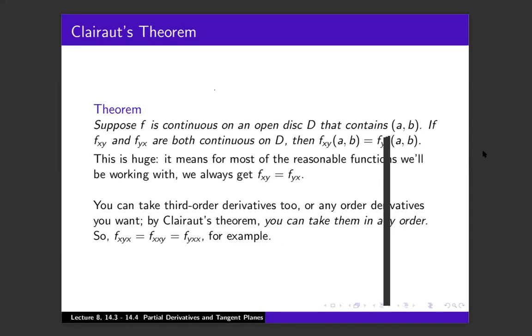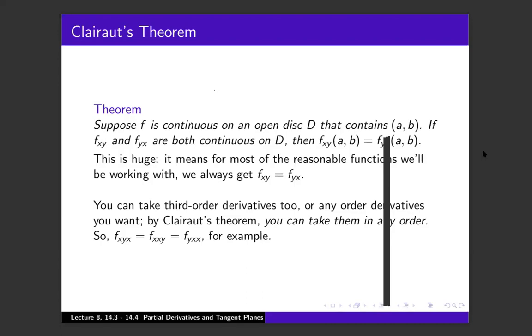And indeed, this is reasonable. It's saying that if f is continuous on this disk, and the partial derivatives are continuous, then they're actually equal to each other. Now, by the way, that means you can take third order derivatives in any order you want as well. So any number of derivatives can be taken in any order.